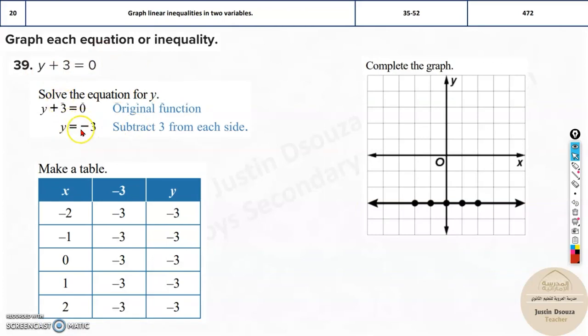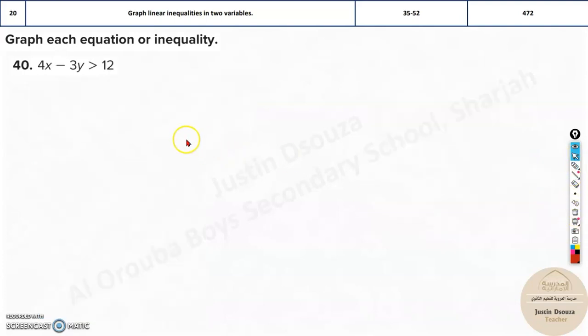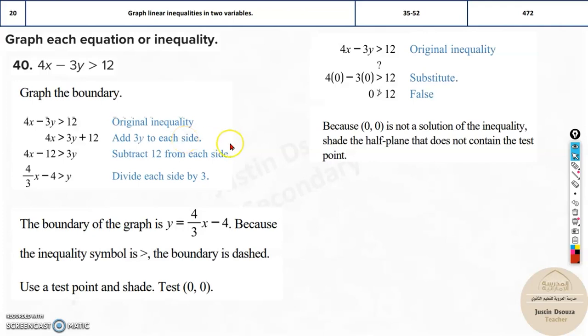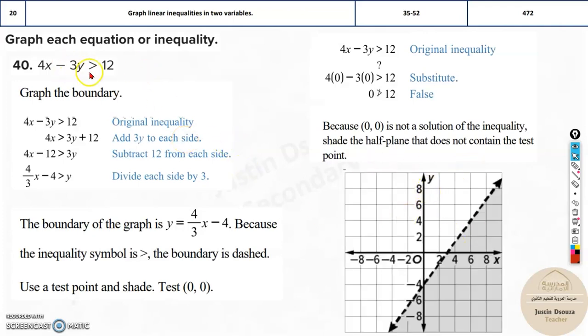If you're confused, here y is equal to negative 3, there is no x value, so it doesn't matter which x value you take, the answer for y is always negative 3. It's a straight line. You can just see this is equal to negative 3. That means where is minus 3? Here, draw a straight line. Now over here, same like what we have just now done. Please make sure you see it.